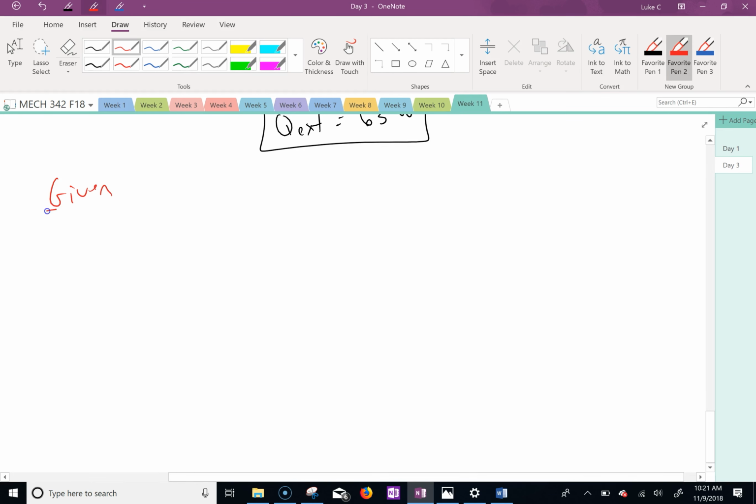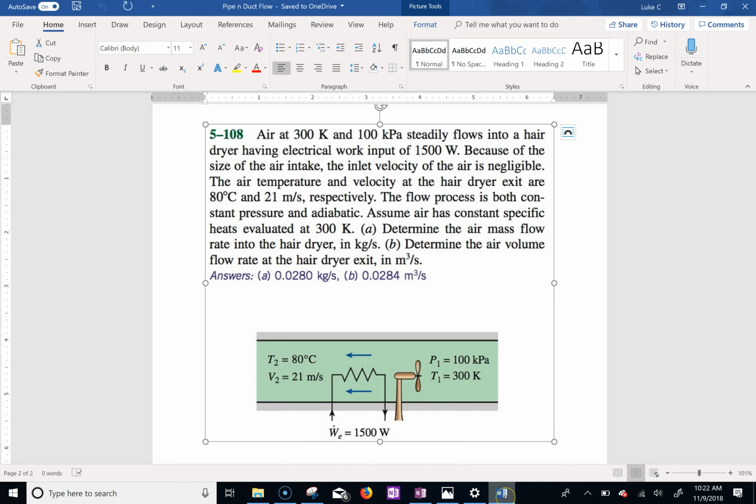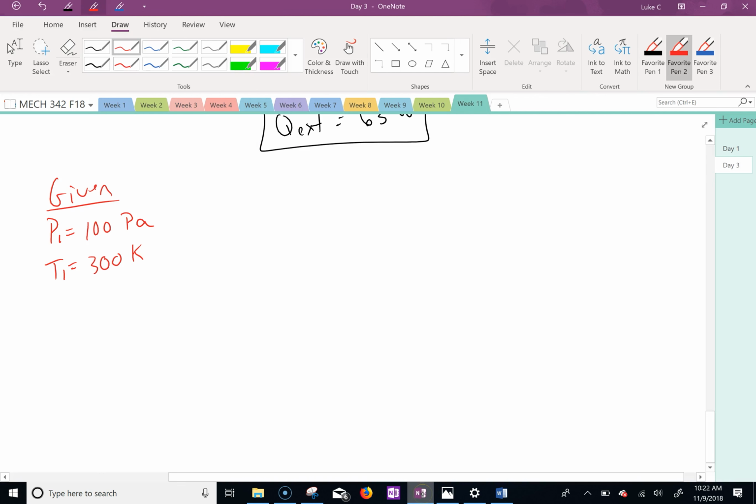So given P1, this one we'll just do 100 pascals. Make it easier. T1, 300K. Oh, okay. So we'll do that then. I thought they said atmospheric, but V1, they said make it 0. Have you ever felt behind your hand in a fan and then in front? Like it's really slow in the back, but it's significantly higher in the front, okay? So that's a good approximation from experience. T2 and V2.